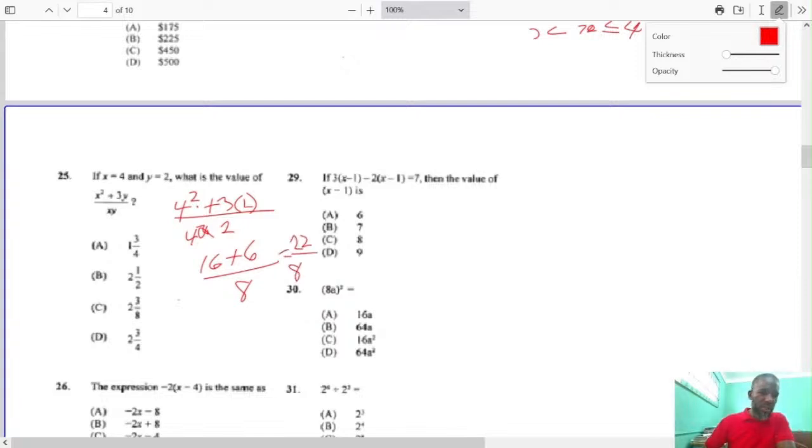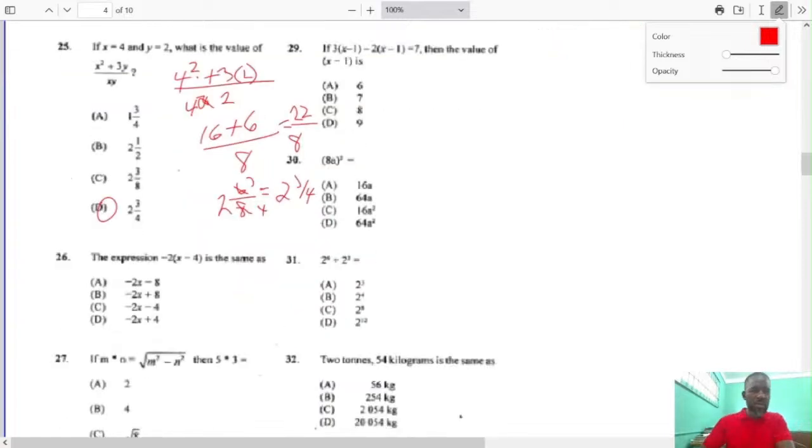8 into 22 will go 2 times, and remainder 6 over 8. 6 over 8 can be further broken down: 2 into 6 will go 3 times, and 2 into 8 will go 4 times. So our answer here is 2 and 3/4, which is D.